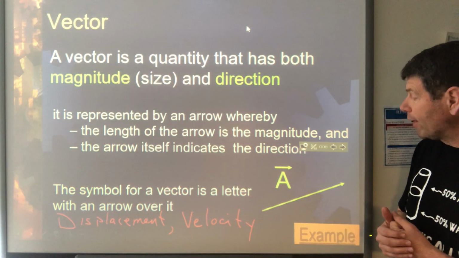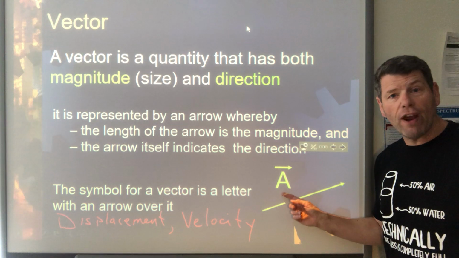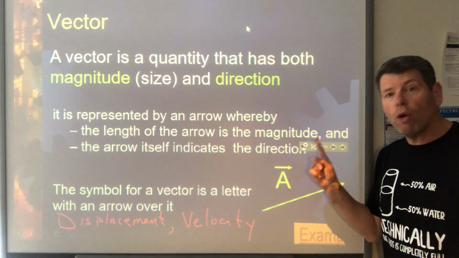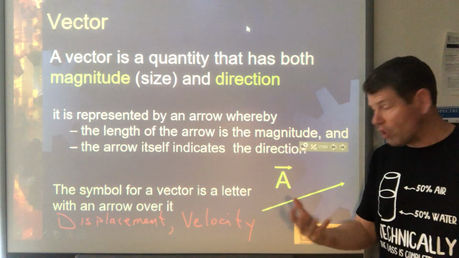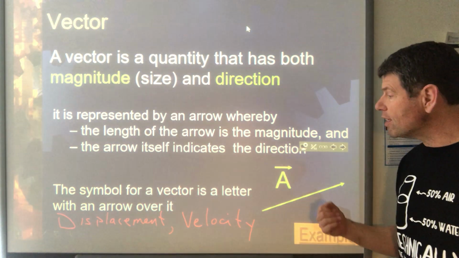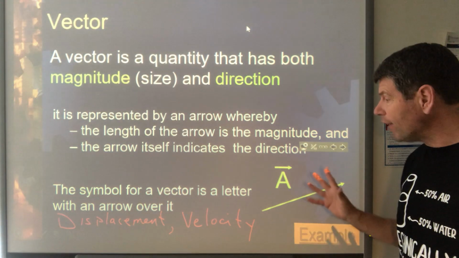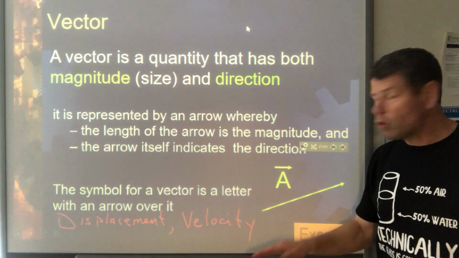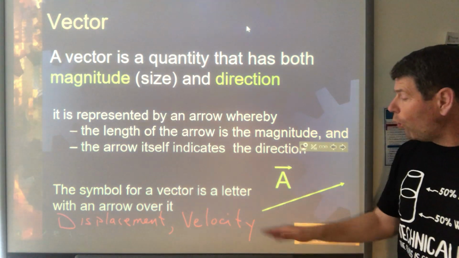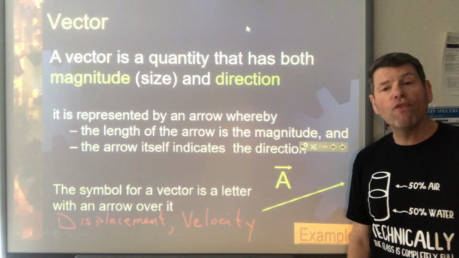Now, the symbol for a vector is usually some kind of letter variable with an arrow over the top of it, which is telling us, hey, vector is important for this measurement. We're going to be talking about this. Examples of vectors would be something called displacement, which we're going to talk about in just a second, or something you might be more familiar with, velocity.